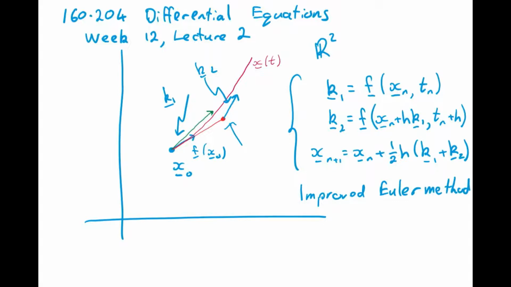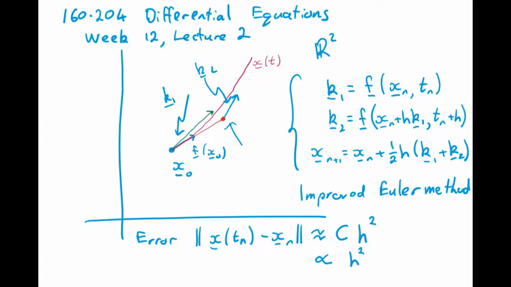And the theoretical result on the error: the norm of the exact value, which is x at tn, minus the approximation, xn, is approximately equal to some constant times h squared. In other words, it's proportional to the step size squared. And that's much better than being just proportional to the step size. That means when I make the step size 10 times smaller, the error doesn't get 10 times smaller, it gets 100 times smaller, and that's much better.